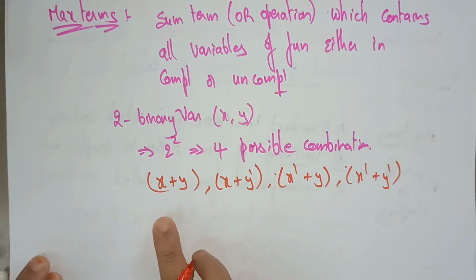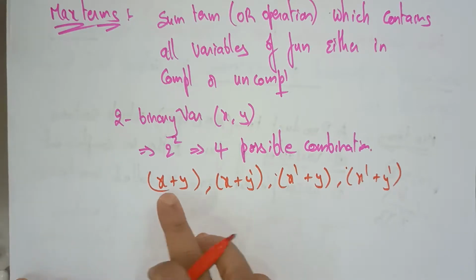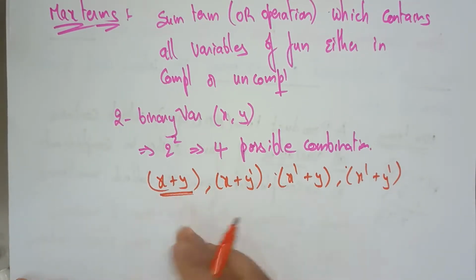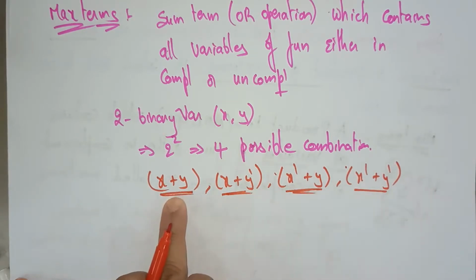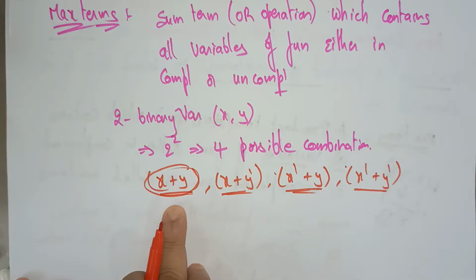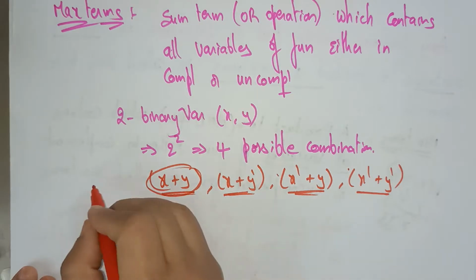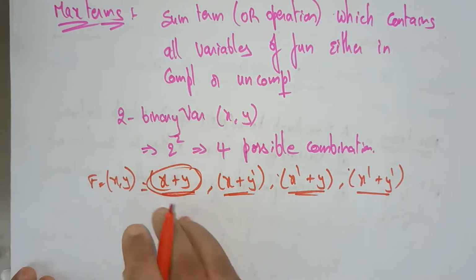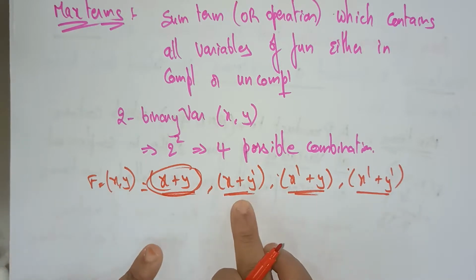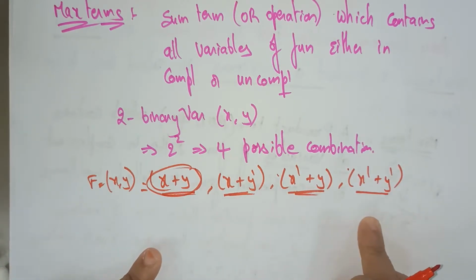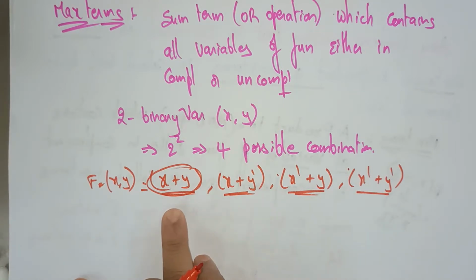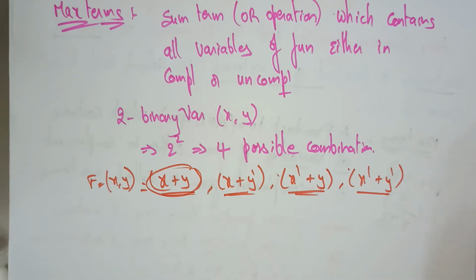So what is this representation? This is nothing but the product of sums. This is a sum term. This is a sum term. A sum term which contains all variables. Are all variables present or not, either in complement form or uncomplement form, anything, but all variables are present. My function consists of two variables x, y. So this term contains all variables, this term contains all variables. So the sum terms which contain all variables of the function either in complement form or uncomplement form, you call a max term. Clear? So this is exactly the definition of min term and max term.